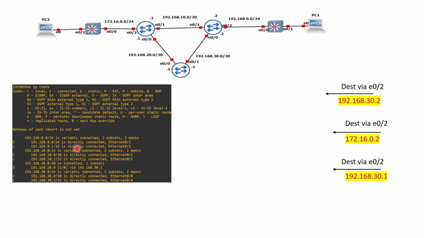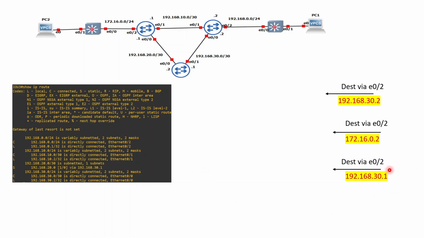Now, the question is, does this router have a route to this network? And the answer is yes. Our router has a route to this network 192.168.30.1. So the packet is going to be forwarded to the destination network. But if this destination network were not in its routing table, the router would discard that packet, and the packet would not be forwarded to the destination network.